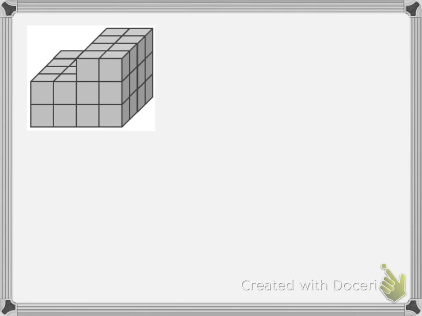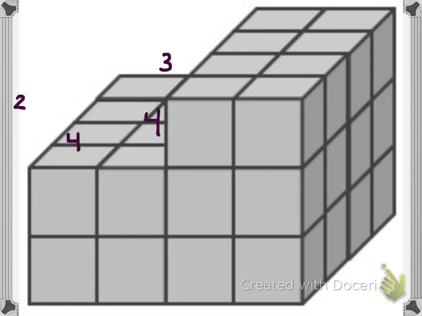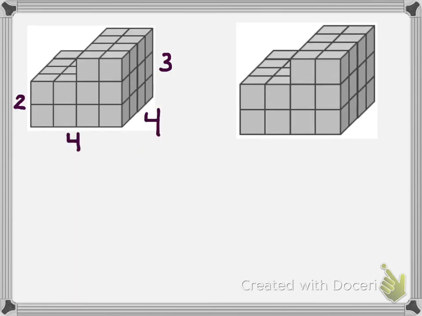So going across the bottom, the base here, that's 4. Going back is 4. Going up here is 3, but up on this side is 2. So what we have to do is look at this and break it into 2 shapes. We can do that 2 ways. We can cut it right here, or we can cut it right here.